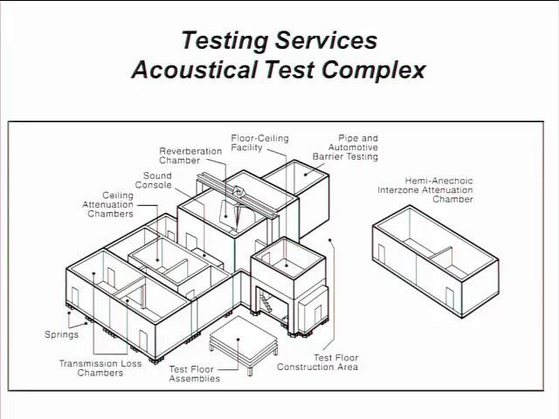Each one of the chambers has a separate test setup, and some of them are for walls, floor ceilings, absorption. Right in this area here is a 2-story area. That's where we do the IIC, SDC, and Delta IIC tests.